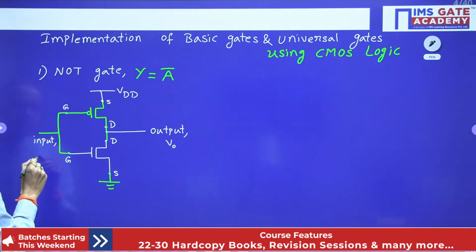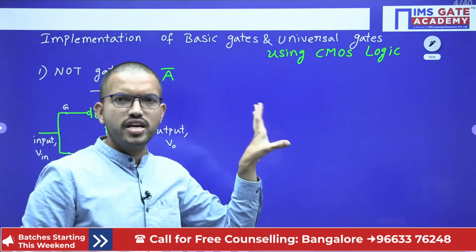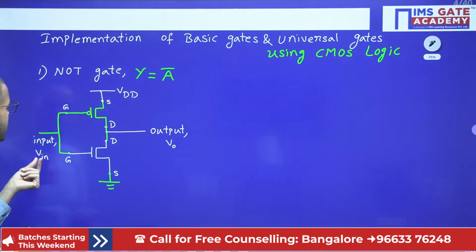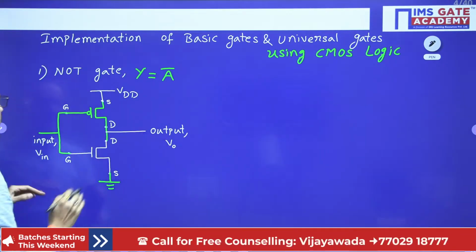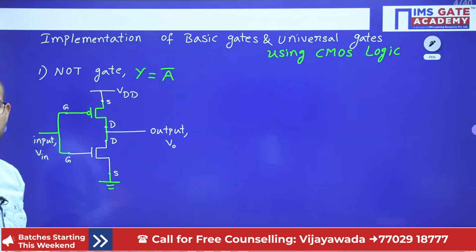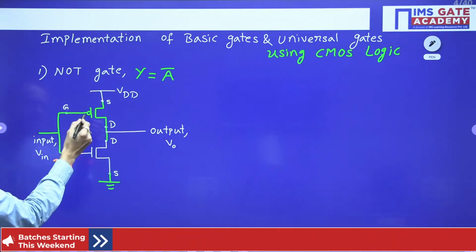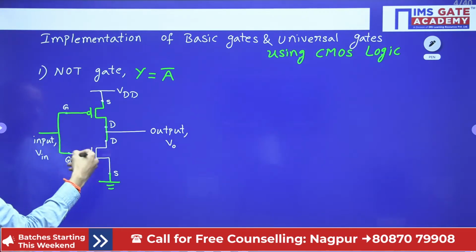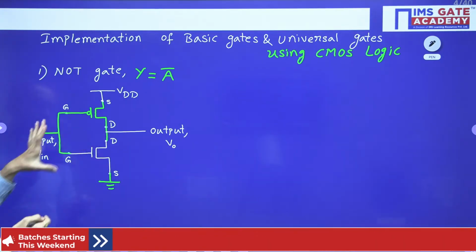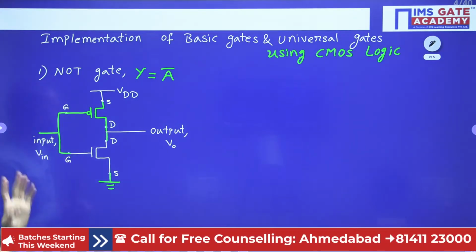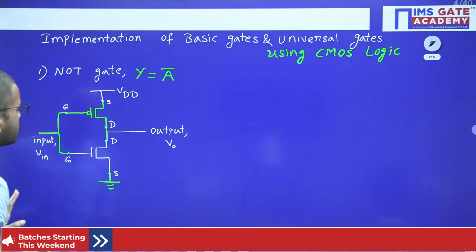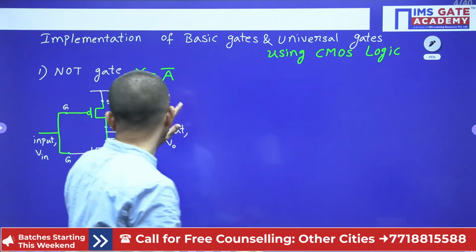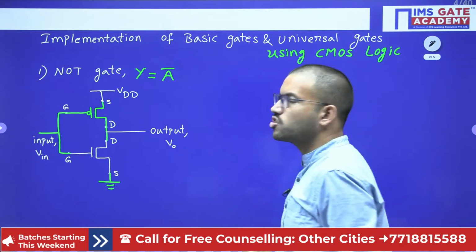Input Vin. When you have a NOT gate, you have a single input, and at the output you get the complement of the input. That is the reason we have connected the same input to the gates of both transistors. Now let us understand whether this circuit really behaves as a NOT gate or not.